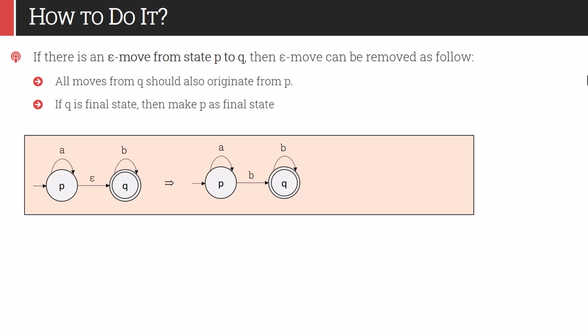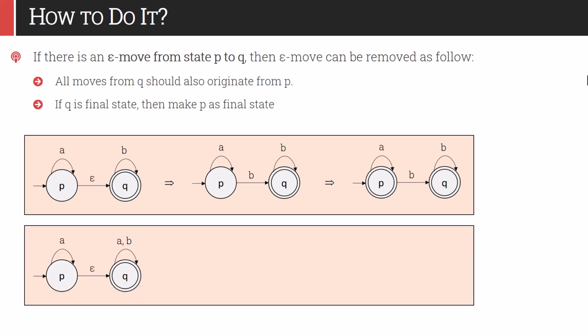The second rule says that if Q is a final state, then make P a final state. So in this particular NFA, Q is final, so we have to make P final as well. So this is the equivalent NFA without epsilon move for the given epsilon NFA. Let us consider another example.